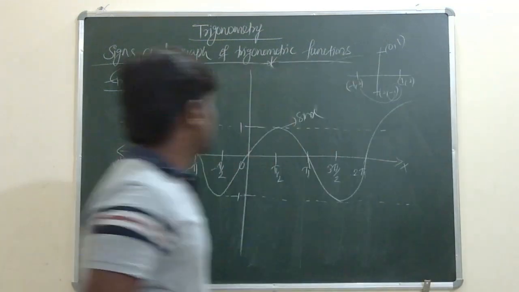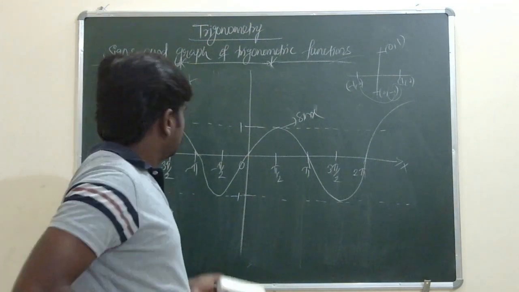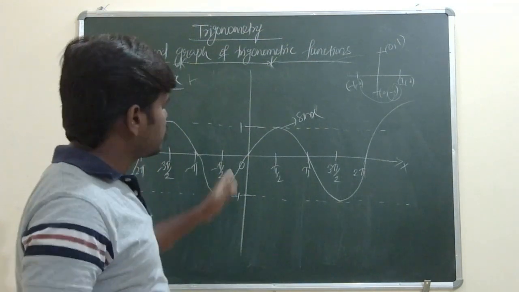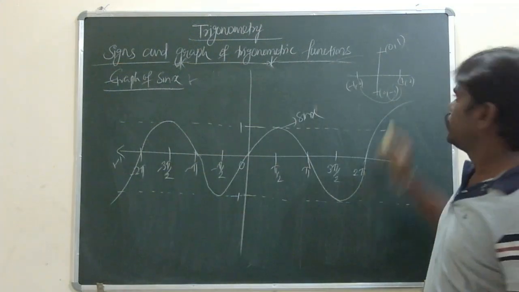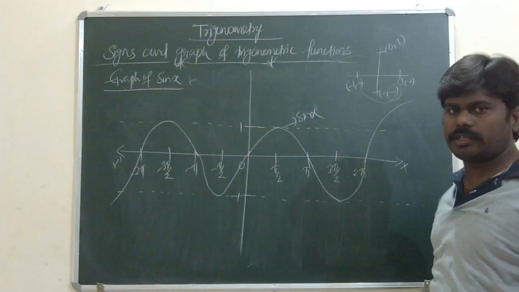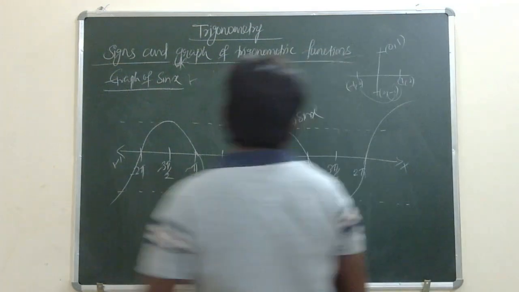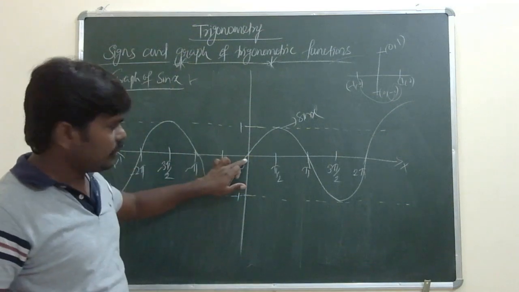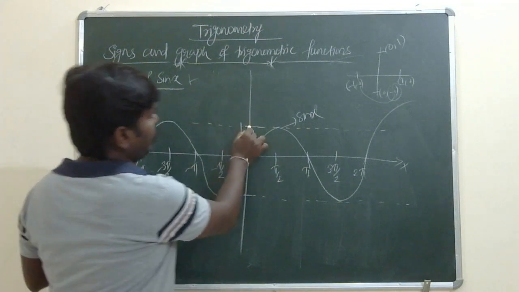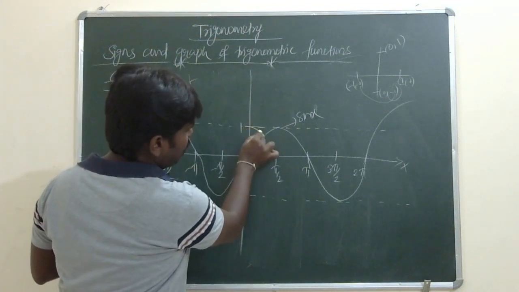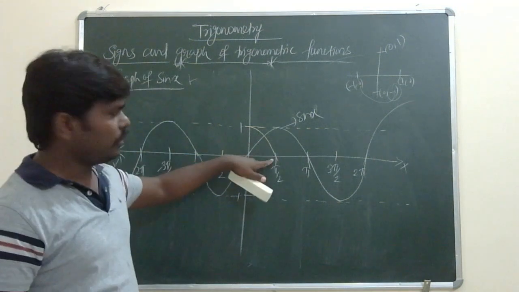So how to draw the graph of cos theta? In the case of the first quadrant, the cos value goes from 1 to 0. As the theta value increases, the value of the cos function decreases from 1 to 0. So 0 to pi by 2 is the interval, the first quadrant. Here it is decreasing like this, from 1 to 90.